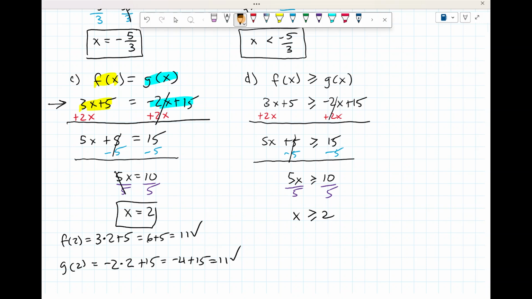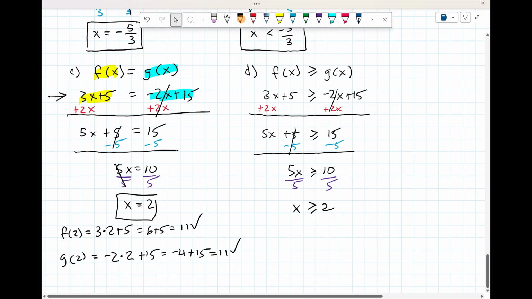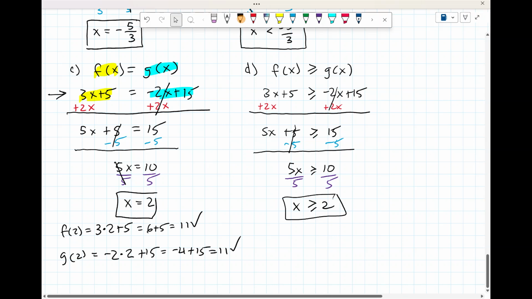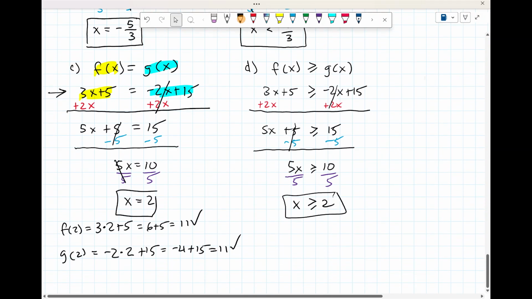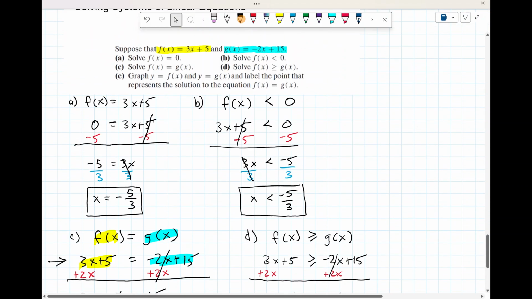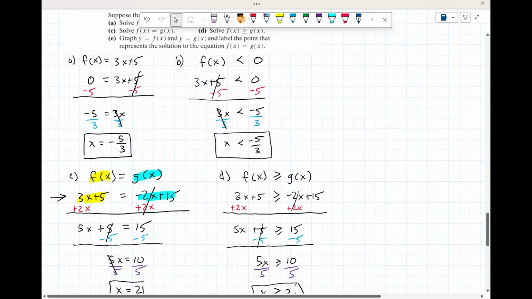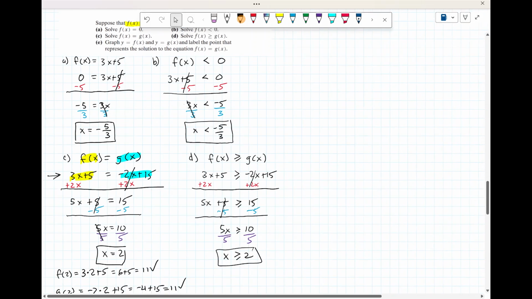And that was actually part D. So that is my solution. F of x is greater than or equal to g of x when x is greater than or equal to 2. So now we're going to graph these functions.